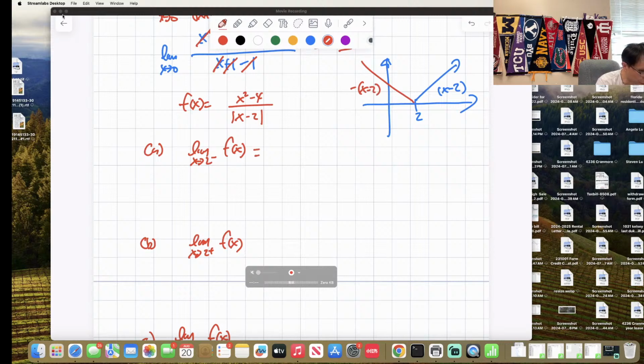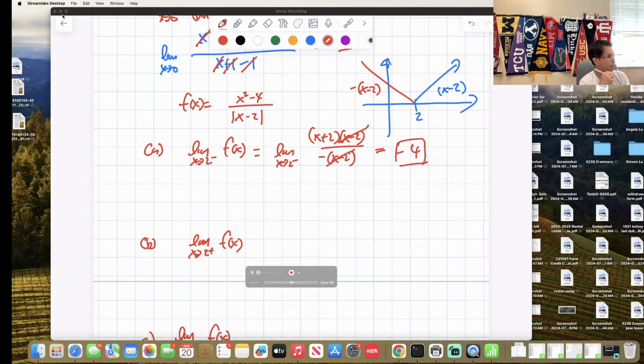Since if I reach 2 from the left, I'm going to be using the negative version of the absolute value. Does that make sense? Using the negative version of this, you can cancel, and that is equal to negative 4. So the answer is negative 4 for the first part. Don't just plug in a number. On the test, if you plug in a number, I'm not going to take it. You show me the mathematical way to get it, which is you have to use the negative side of the absolute value.